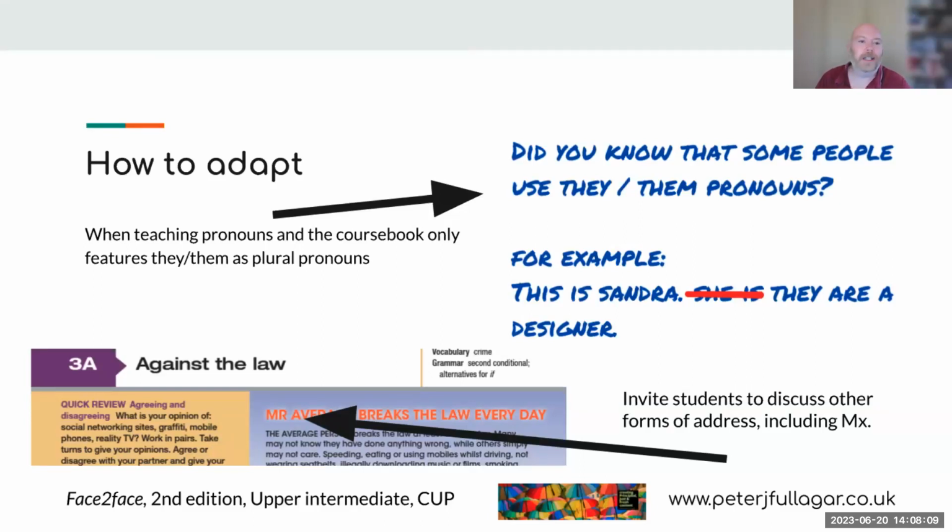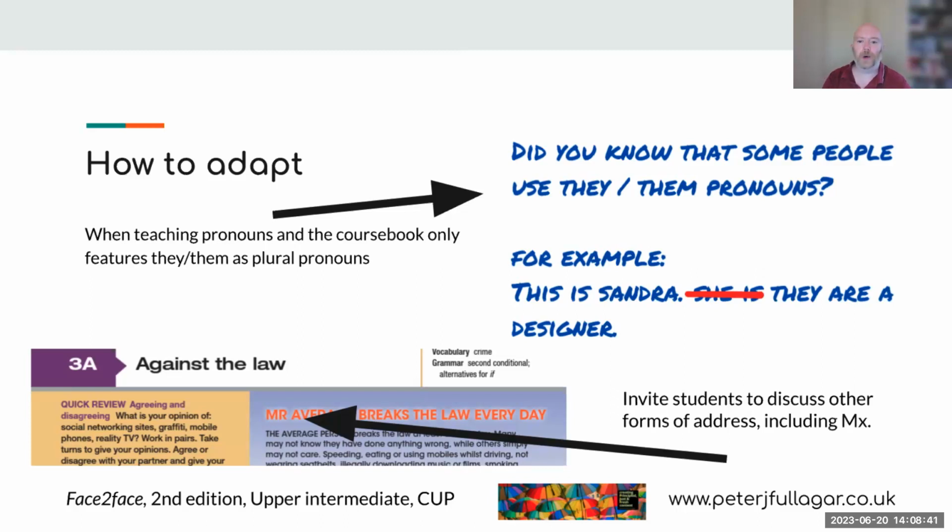And here I've just picked up a few different ideas, a few different things that we can do as teachers relating to any course books or materials that we already use. So let's say, for example, that your course book talks about pronouns and it goes through I, you, he, she, it, we, you, they, for example. Why not put in they, them pronouns? Maybe you can write on the board, did you know that some people use they, them pronouns? And then give an example.